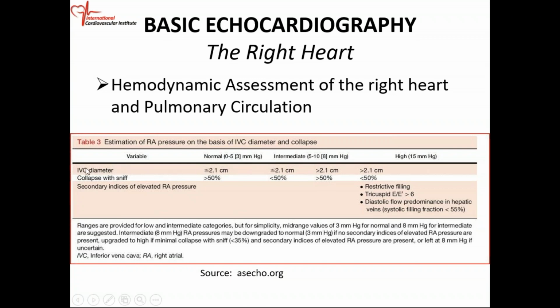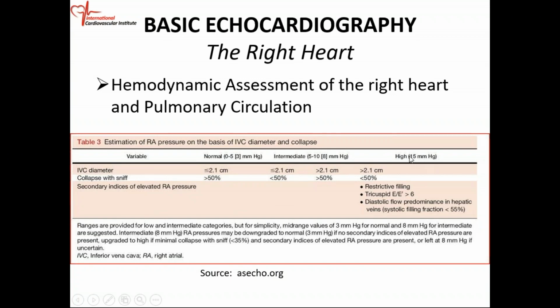So for a normal IVC, the diameter is less than or equal to 2.1 centimeters, and with the sniff or inspiration, you get more than 50% collapse. These are the numbers that you need to know, not only for the exam, but for your daily studies. The diameter should be less than or equal to 2.1 centimeters, and with the sniff or inspiration, the diameter decreases by more than 50%.